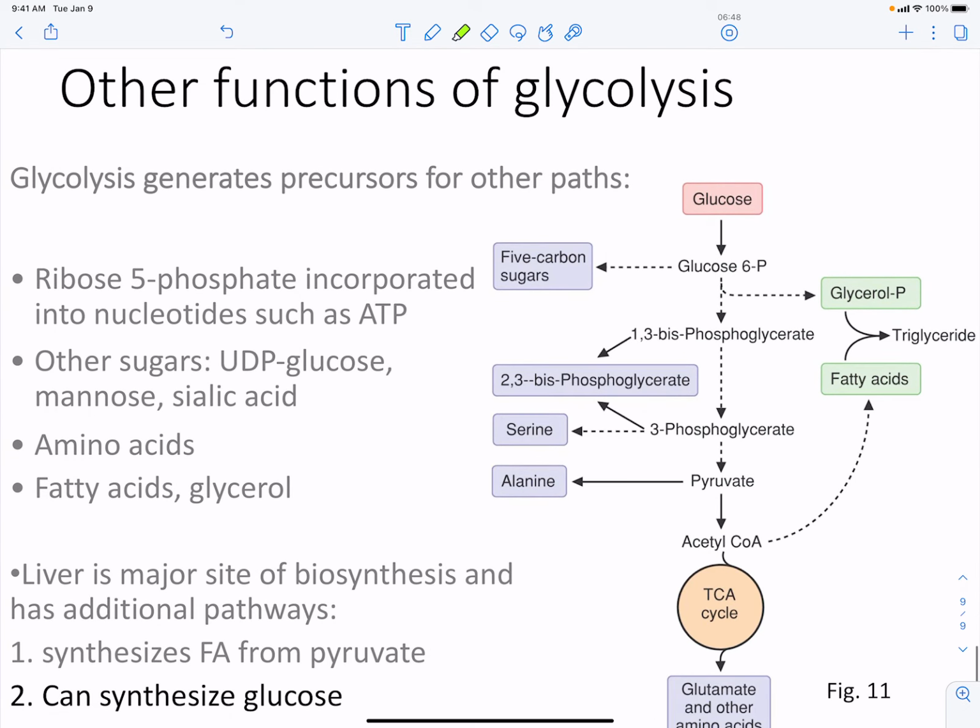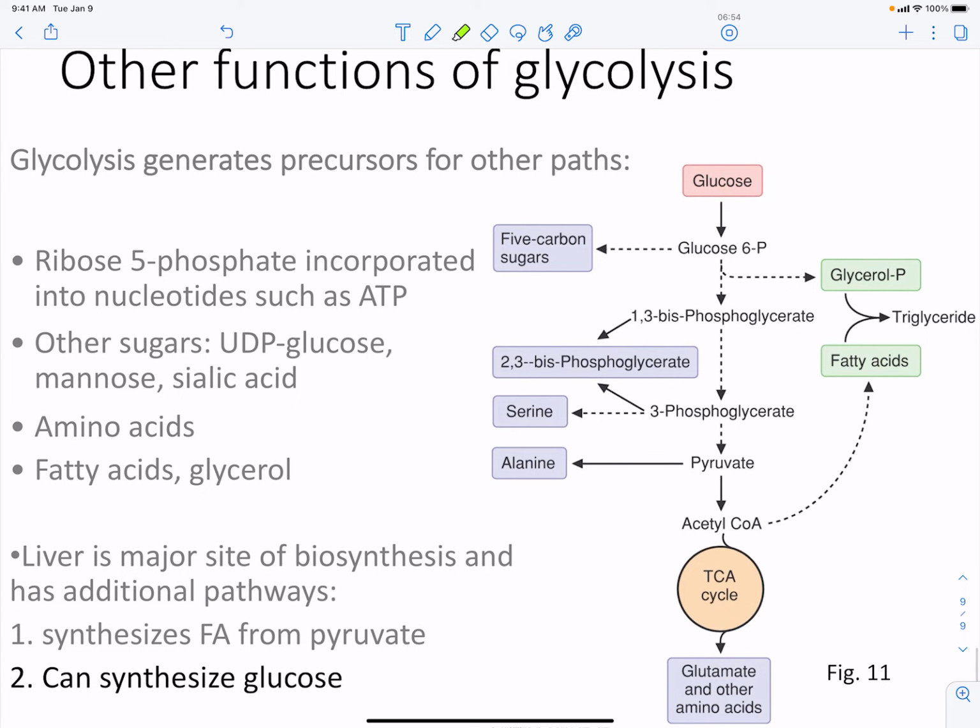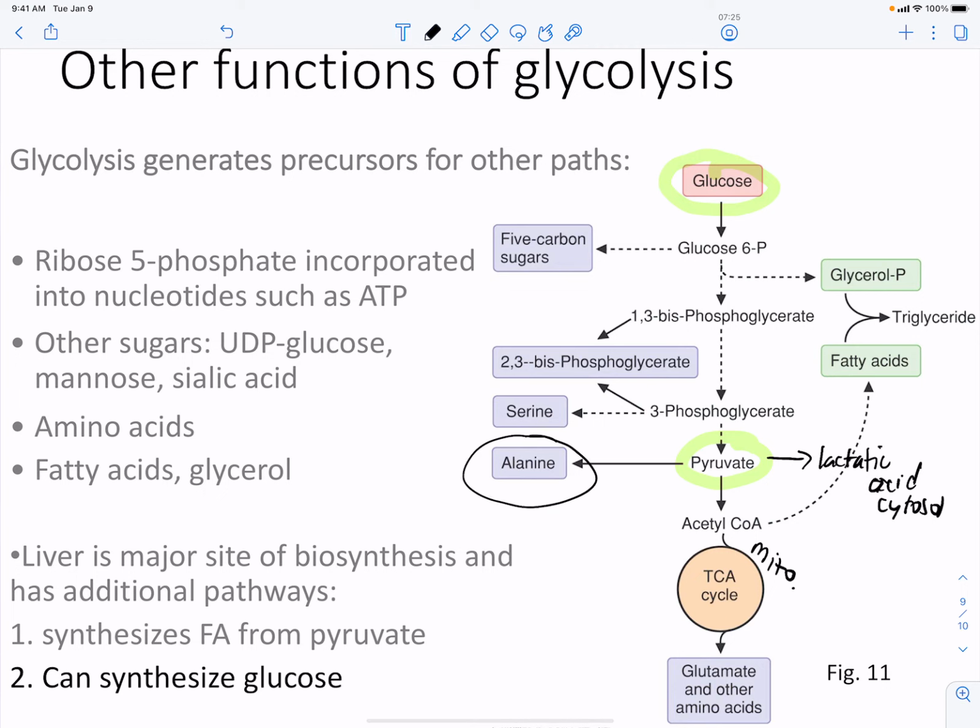Now there are also other functions of glycolysis just to highlight here. So again, glucose is going to enter, and the glucose can end on pyruvate. Pyruvate can then go on into the mitochondria. Or it can go to lactic acid, and this is in the cytosol. Or you can build on pyruvate. Pyruvate can actually form alanine. You have intermediates of your glycolysis that can form other products.